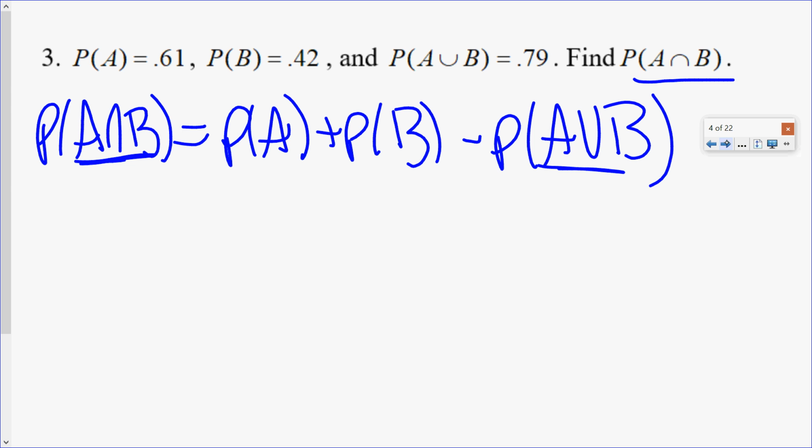I'm going to let you try and do this on your own from here. I'll give you about a 20 to 30 second head start and try and just substitute the values in. Again, it's asking for P of A and B. So you're just going to sub in P of A, sub in P of B, sub in P of A or B, and you'll have your answer. I'll give you about a 20 second head start.